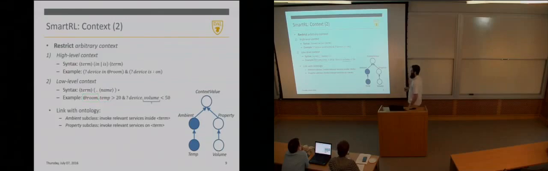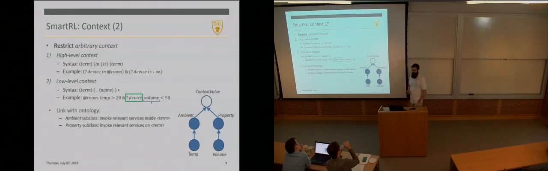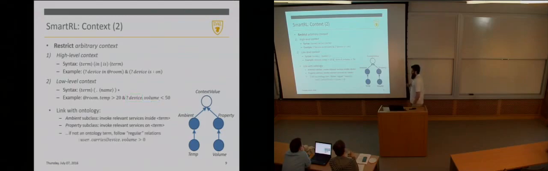In case it's a subclass of property, we instead look for services that are directly hosted by the device variable here. And then, again, behind the scenes, we invoke that service, we check its value, and then we can compare it to this 50 here. I'll say that this is not found in our ontology. Well, in our smart environment ontology, obviously, it will be a predicate.